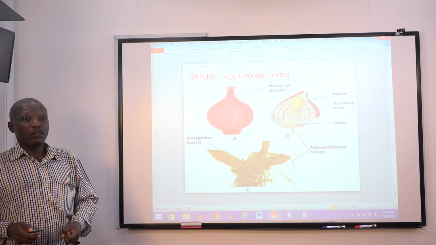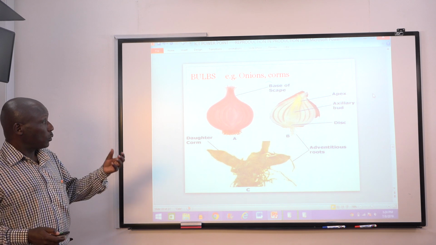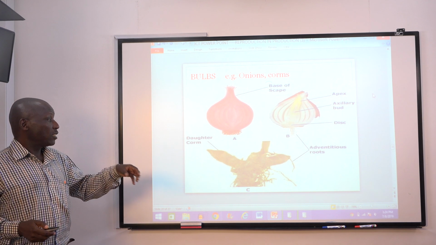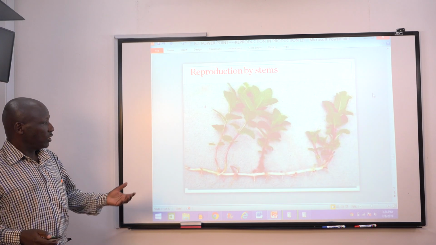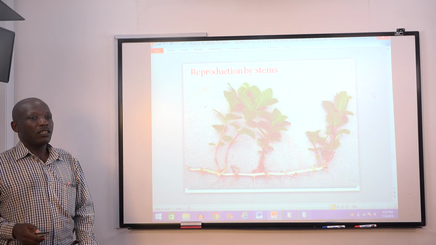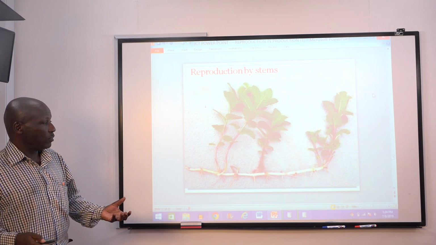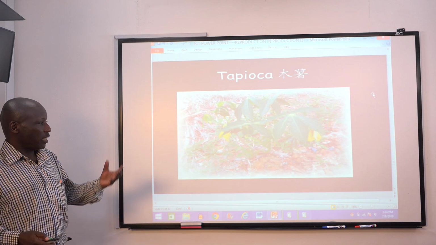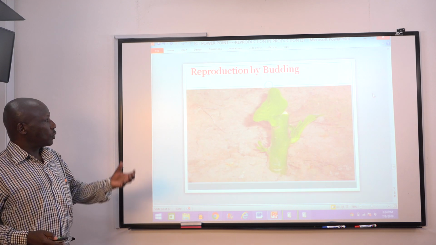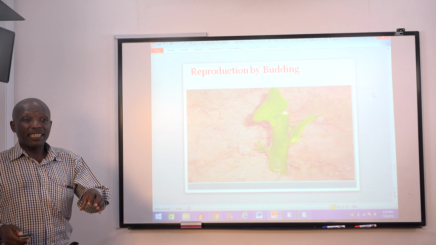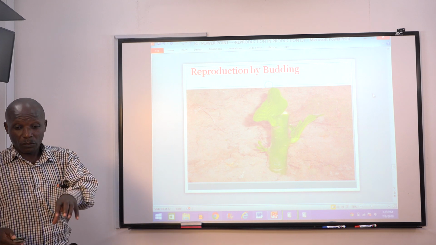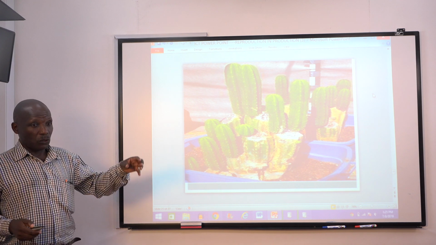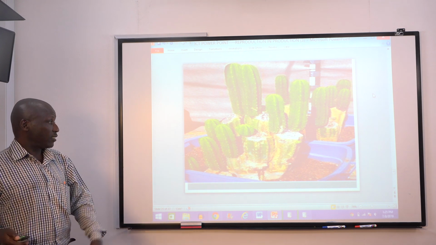Also by bulbs, like onions, the leaves will swell, and once planted, they will germinate. Plants can also grow by stems. Stems, once they get in contact with the soil, grow without flowers, like cassava, which is a stem. Also buds. Budding can grow from a stem. Once planted in the soil, they can also grow. These are also by buds, and they also form new plants.